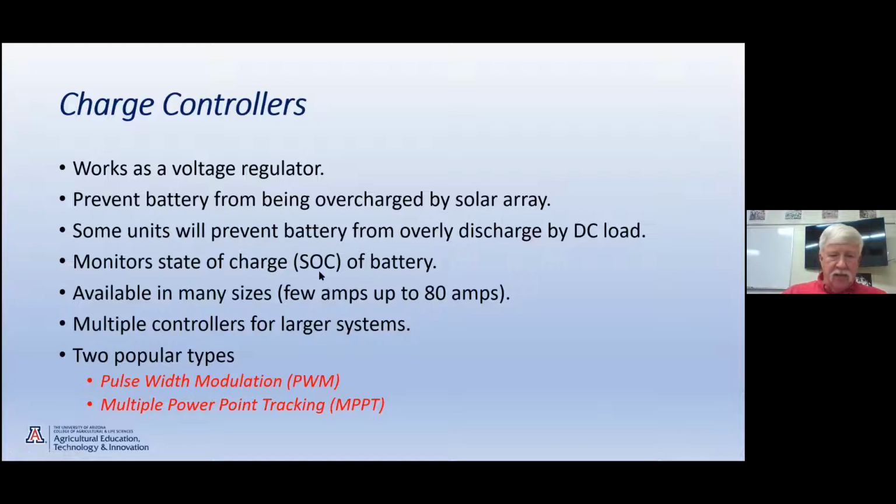Again, it monitors the state of charge of the battery, and we're going to talk a little bit about that coming up. And these are available in many different sizes, from a few amps up to about 80 amps. And once you get above 80 amps in a system, then you can look at getting multiple controllers and having subarrays. So again, the system gets a little more complex depending upon how much of your energy needs. The 2 most popular types of charge controllers are one called PWM, or pulse width modulation, and the other is called maximum power point tracking. And I'm going to go through those here briefly.